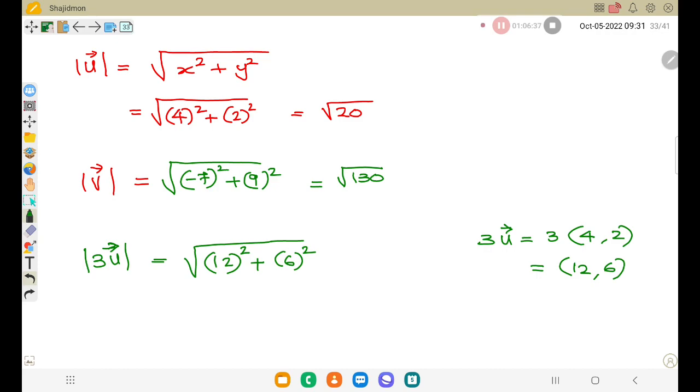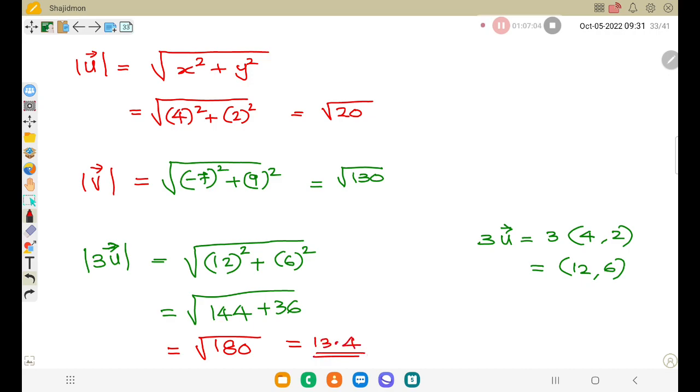You know what is 12 power 2? 144. So root of 144 plus 6 power 2, which is 36. Finally we get 144 plus 36, 180. Root 180, correct? You can write the point number also, like 13.4 approximately. Okay, 13.4. Hope you understood this question, what to do.